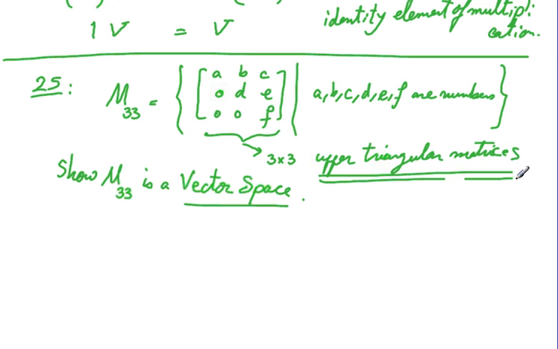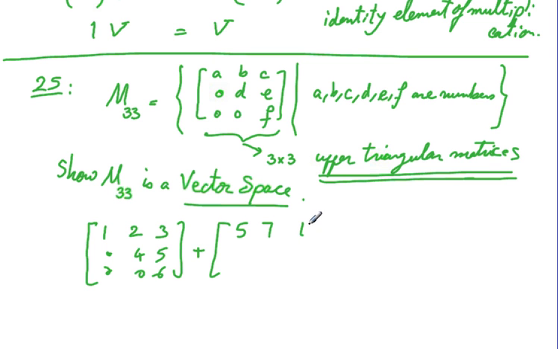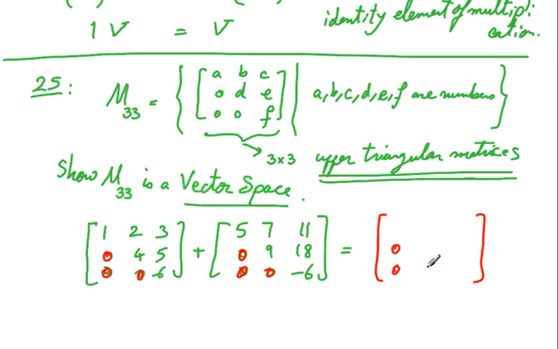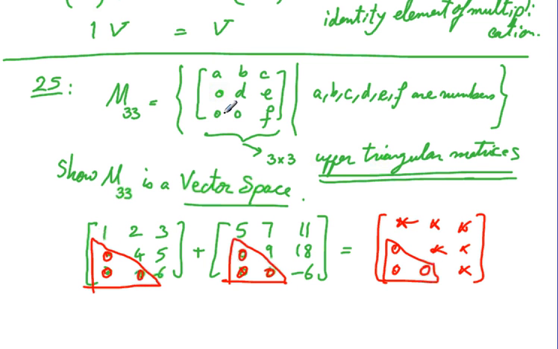If I take two such things and add them, what do I get? If I take two upper triangular matrices and add them, could it be that I get a lower triangular matrix out of it? No. This zero structure is going to survive my operation. Like if I take two of these things, one of them is 1, 2, 3, 4, 5, 6, and the other one, say 5, 7, 11, 9, 18, minus 6. If I add them, do I know ahead of time that these zeros will be in the answer? Yes. That's all I care about. I don't care about what is sitting here, so long as the shape of the answer makes it a member of what I had at the beginning.